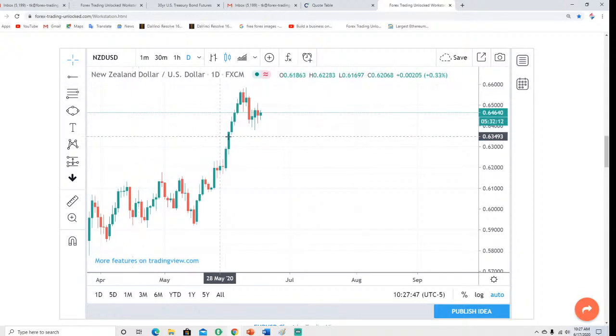Now this market has been on a really steep incline. If you see this one here, this is doing the same thing as the US dollar Canada.